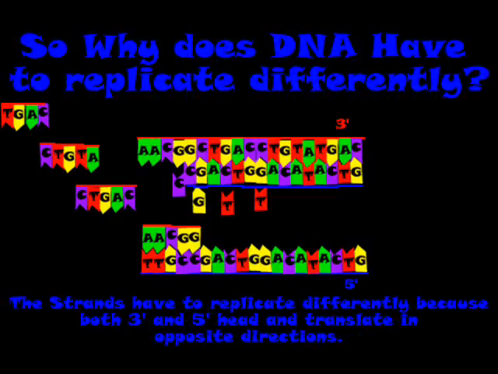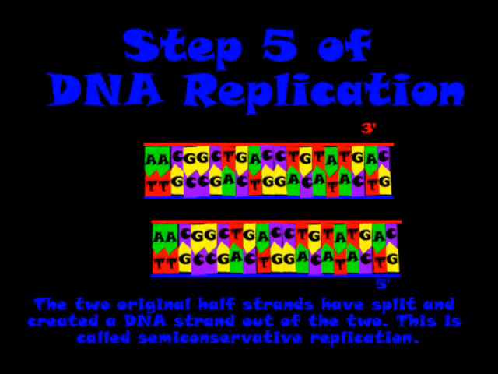Ahem. But why does DNA have to replicate 2 different ways? That's because both the 3' and 5' strands head and translate in opposite directions. Now for the last step. The two half strands of the original DNA have split and created two whole strands. This is called semi-conservative replication.